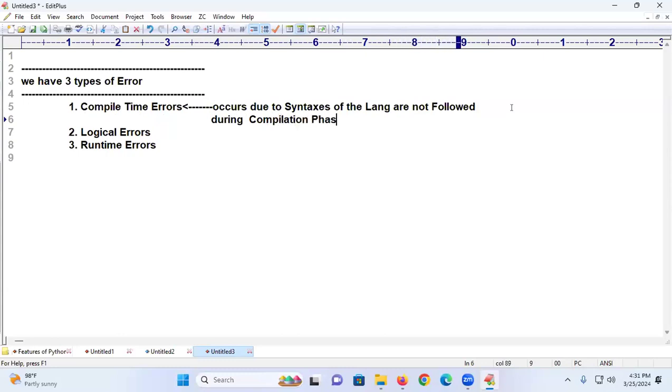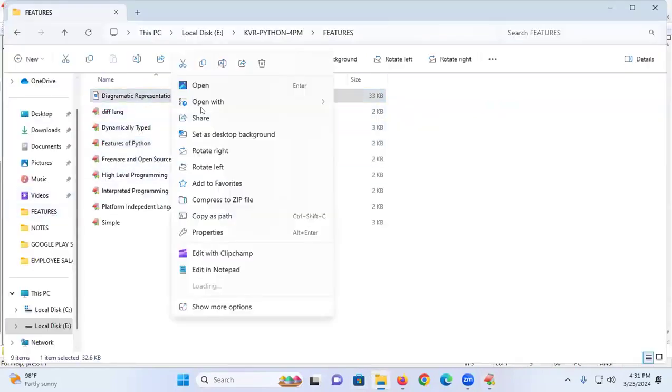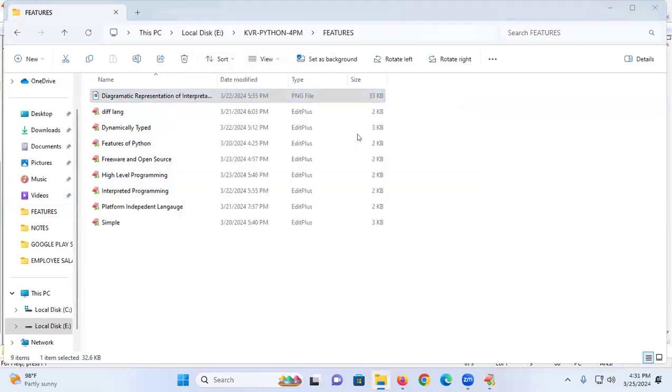The compilation phase is nothing but the .py program being converted into what? .pyc. I already said this in the class. .py to .pyc. What is the .py? Source code. Source code is converted into bytecode. I already showed you in the class, in the diagrammatic format.